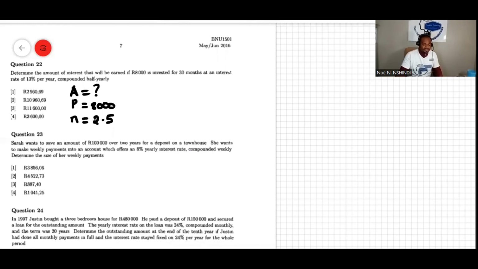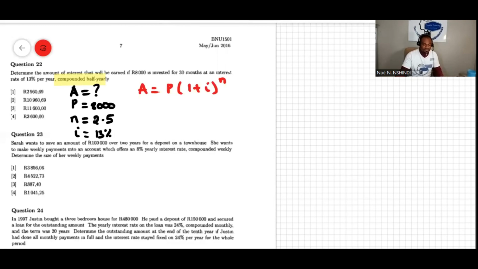Now the interest is 13%, and the question says compounded half yearly. Now the formula that connects the amount with the principal, the time, and the interest is amount equal to P open bracket 1 plus i raised to the power of n. It is important to have this in mind when we're working out the problem. They say compounded half yearly. So there are 2 halves in a year.